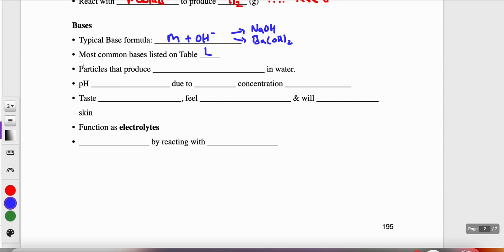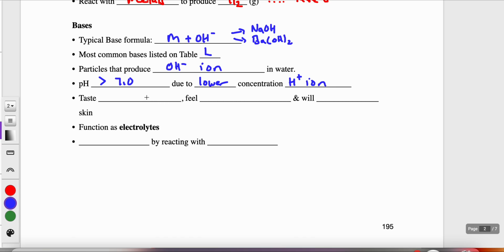Now, what makes a structure function as a base in solution is that these particles produce the hydroxide, the OH negative ion, in water. The pH of a base will be greater than 7.0, and the reason is due to a lower concentration of the H plus ion. So notice it's pH. That H is in reference to what's going on with the hydrogen ion.